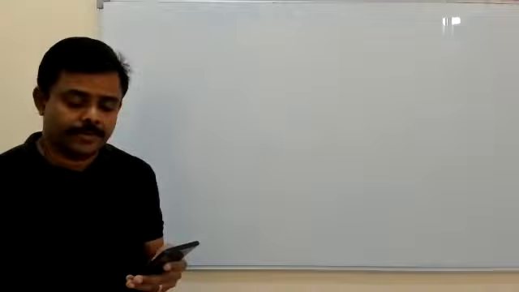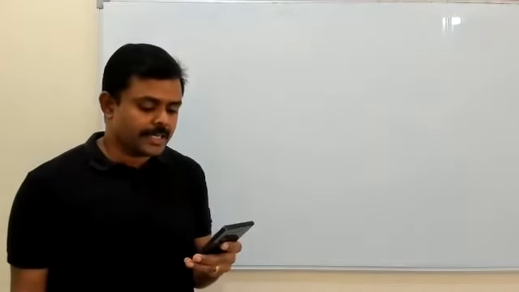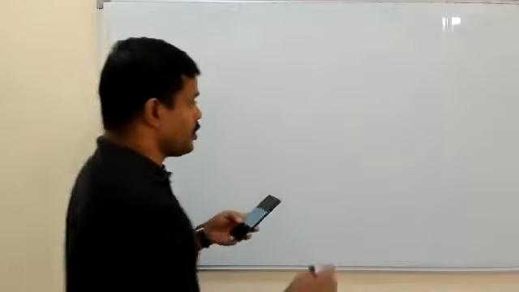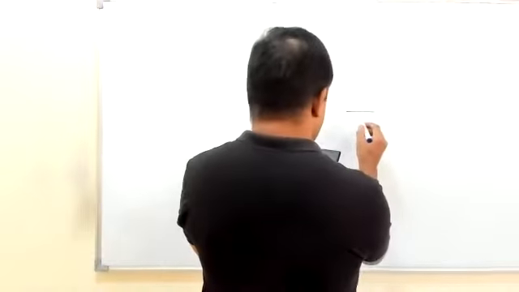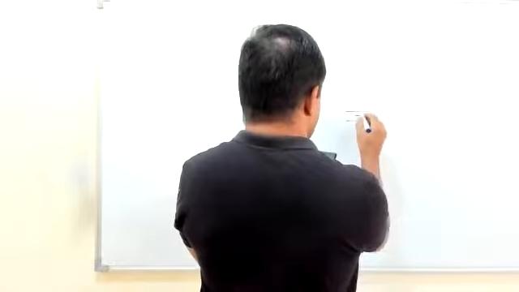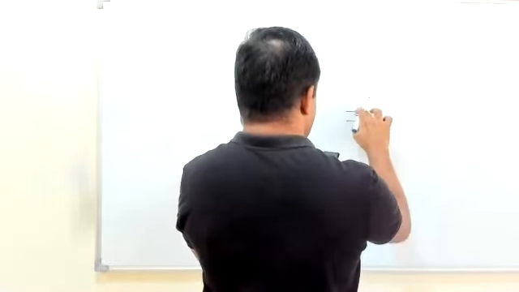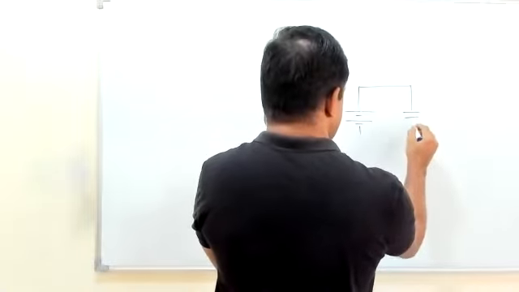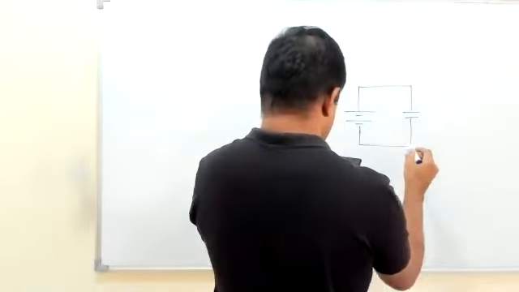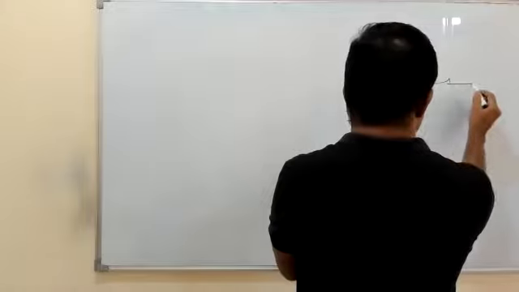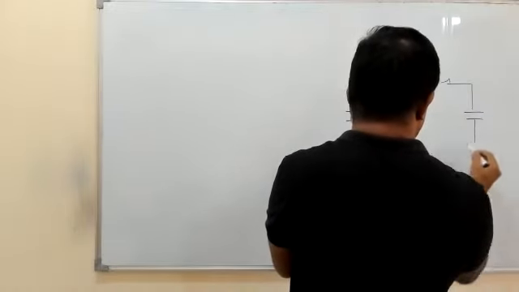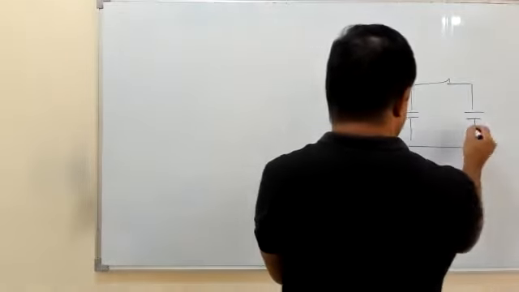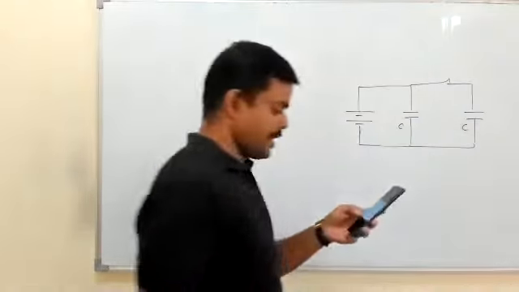Read question number 10. In the circuit shown, capacitors are connected to a battery with the switch S closed. I will draw the figure. This is the circuit. I have a couple of cells, and a capacitor here. And there is another capacitor through a switch. This capacitor is C, this capacitor is C. They are identical capacitors.